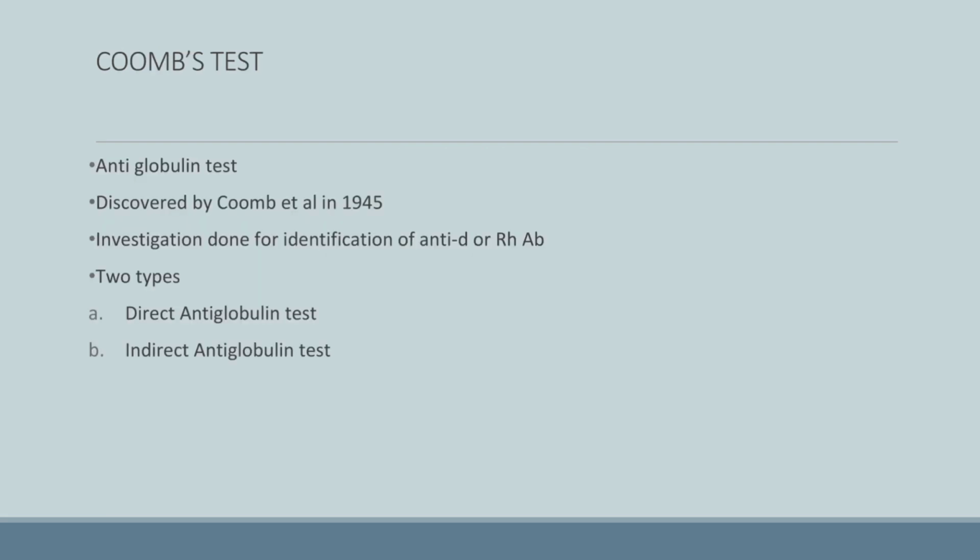Okay. Next one is the Coombs test. It is also called the antiglobulin test. It was discovered by Coombs et al. in 1945. This is used to investigate the identification of anti-D or Rh antibody. There are two types in this Coombs test: direct antiglobulin test and indirect antiglobulin test.